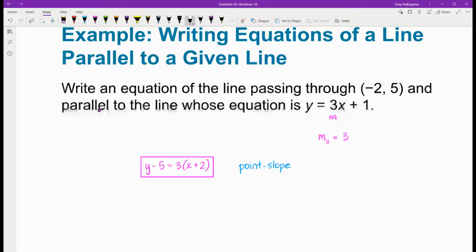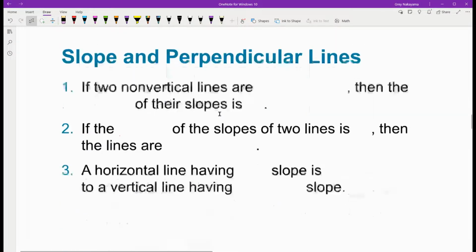So pay attention to the directions and how you have to give your answer. You could be done at this point. But if it said it had to be in slope-intercept form, then I would distribute that 3. y minus 5 is equal to 3x plus 6, and then take the 5 to the other side, giving me y equals 3x plus 11. And that would be your answer in slope-intercept form. Okay, so that was an example with parallel lines.